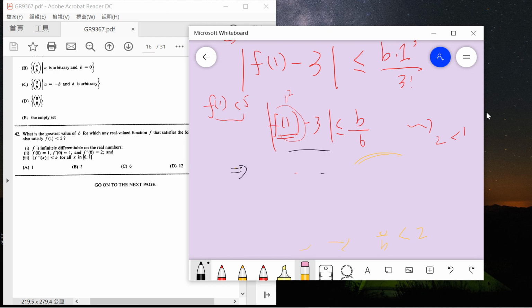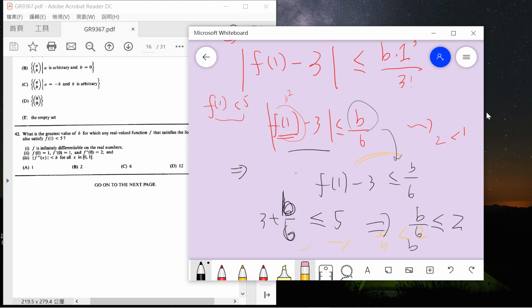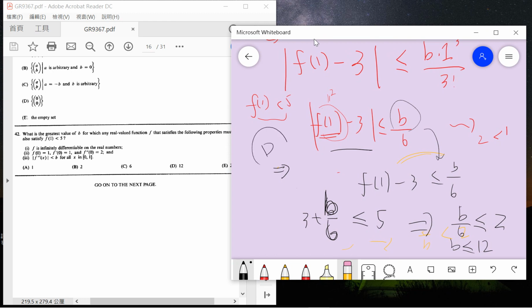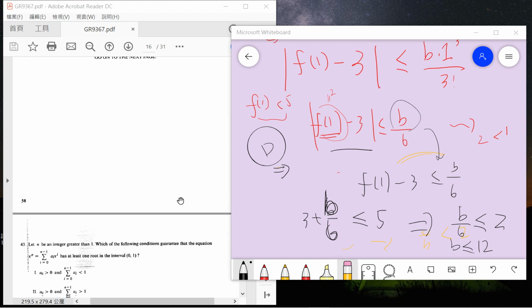So this term tells you that f(1) minus 3 is smaller than b over 6. So 3 plus b over 6 needs to be less than or equal to 5, right? Because you need to use this b to constrain f of 1. So this tells you that b over 6 should be less than 2, so b should be less than 12. So the answer is D. Somewhat complicated, but still can be done.